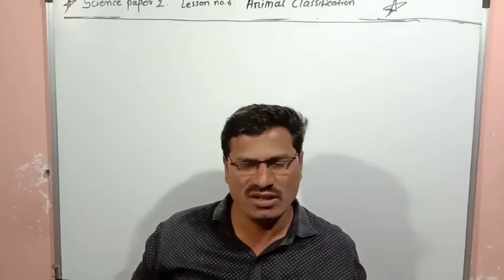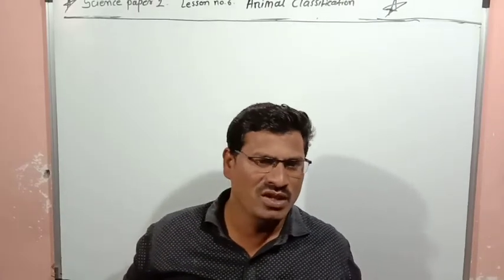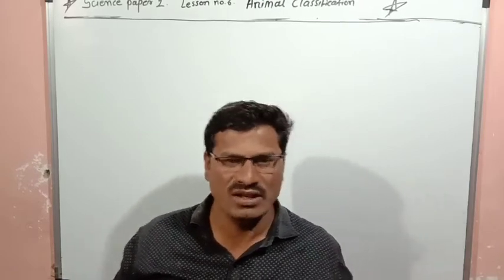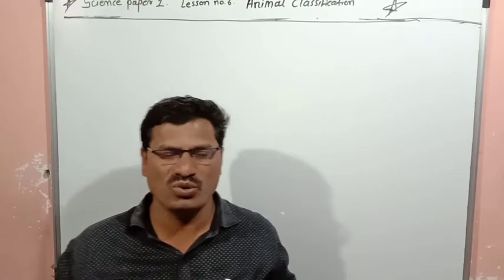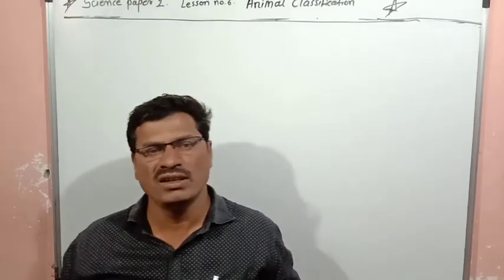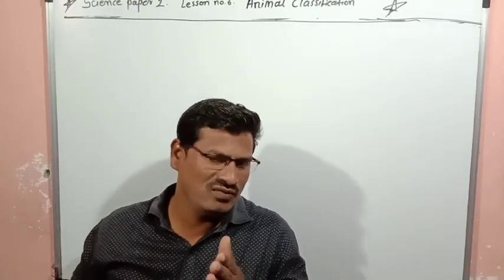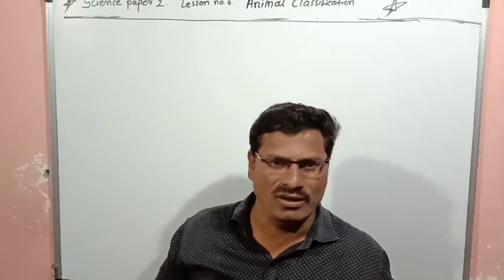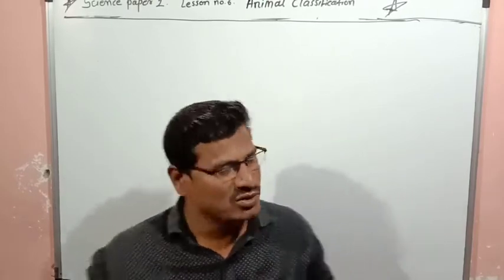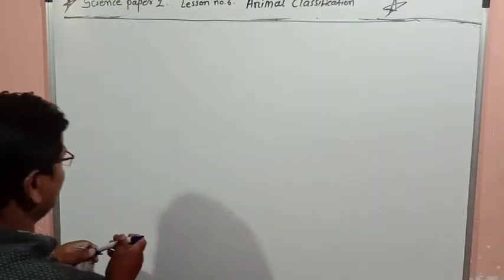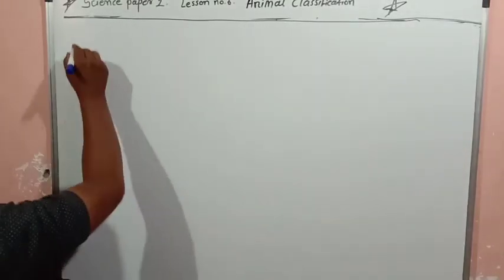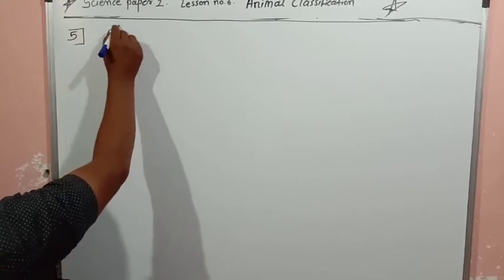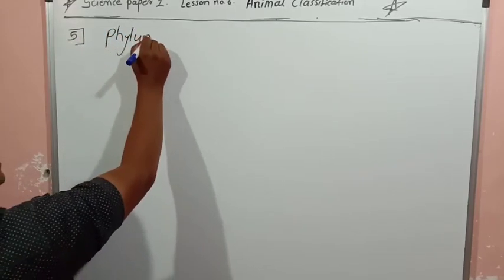These phyla are: first Porifera, second Cnidarians, third Platyhelminthes, fourth Aschelminthes. Now the fifth phylum we are going to study is Annelida. Phylum number 5 is phylum Annelida.